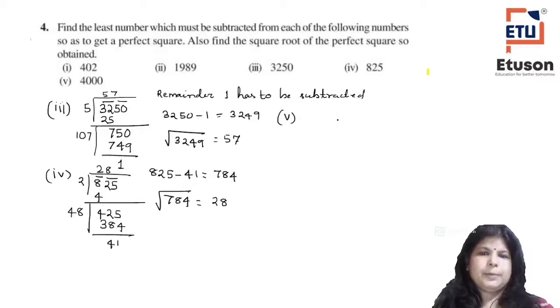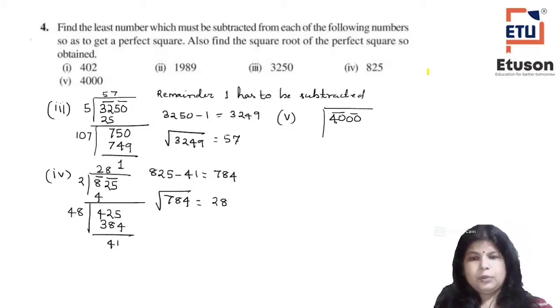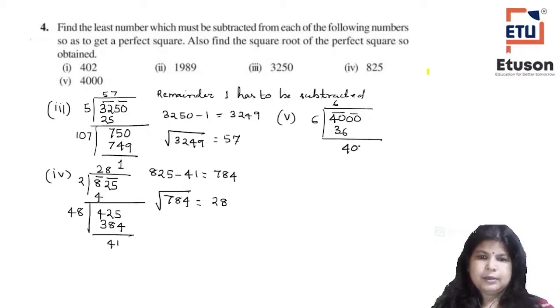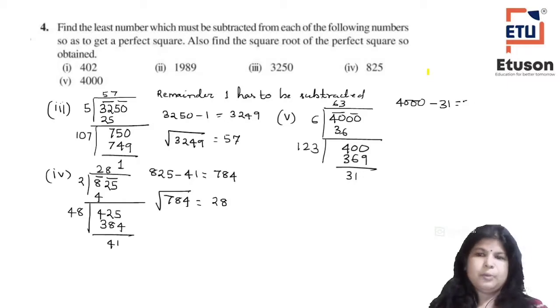Now bit 5, that is 4000. So let us put the bar as usual. So now you can take 6 square, that is 36, then 400, then 6 into 6 is 12, then I can put 3 here, so you'll get 369 and the remainder is 31. So this remainder has to be subtracted from 4000 in order to get a number which is a perfect square. So you'll get 3969 and the square root of 3969 will be nothing but equal to 63.